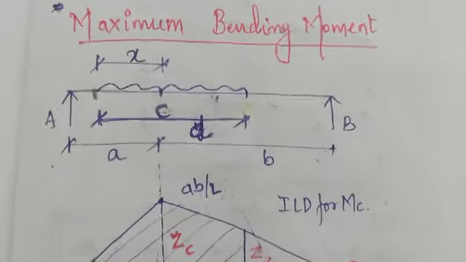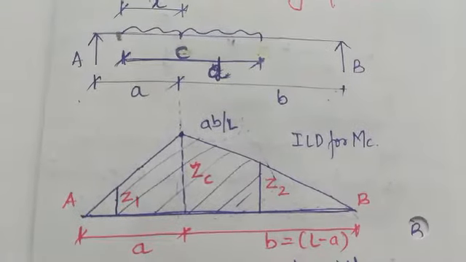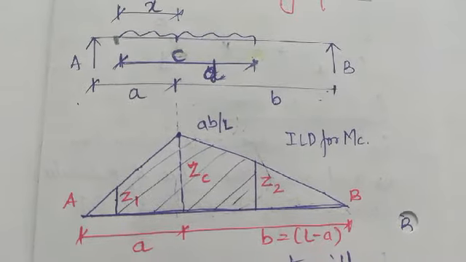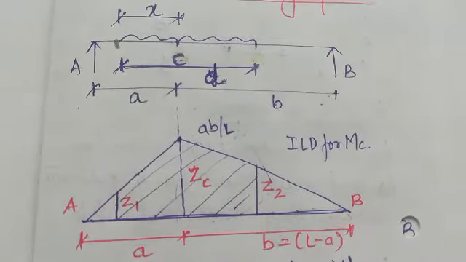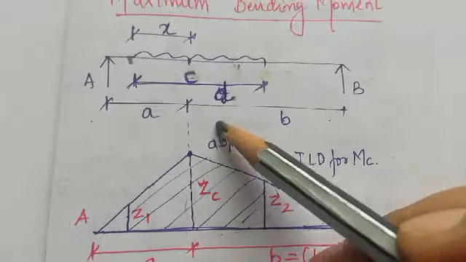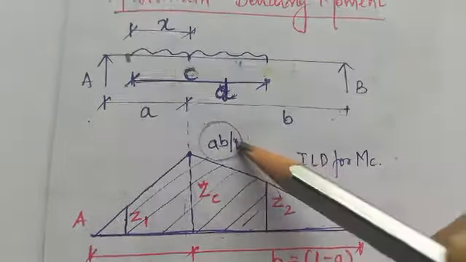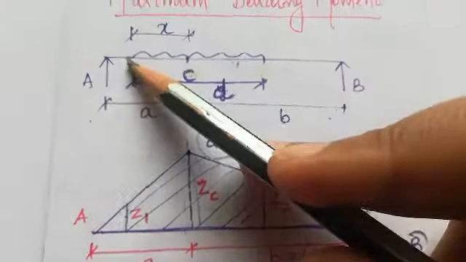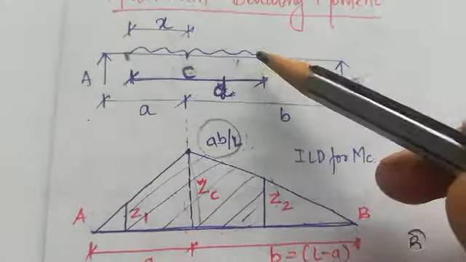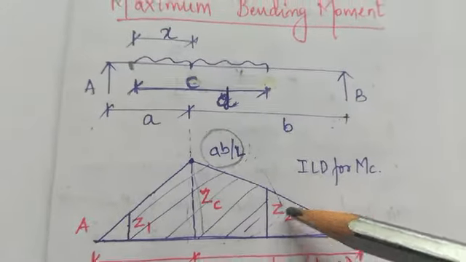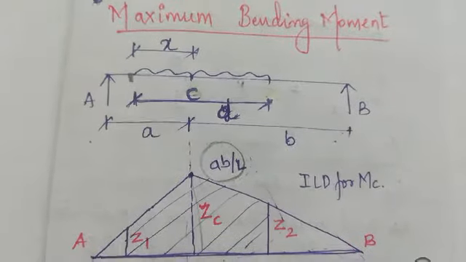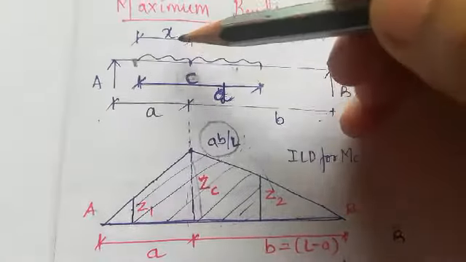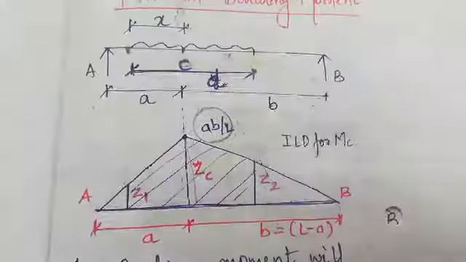Now for this, if I draw the influence line diagram of bending moment, it will be somewhat like this. This is the influence line diagram at C. At C you have the maximum ordinate, that is ab divided by L, and I will name that ordinate ZC. For the tail I will name it Z1, and for the head I will name it Z2. Now let us do the calculation part, how exactly this x distance is calculated.